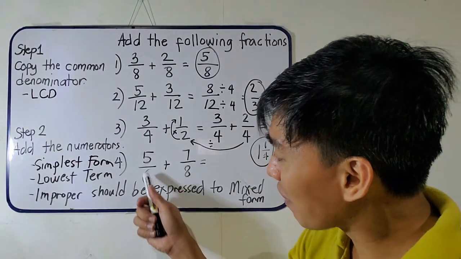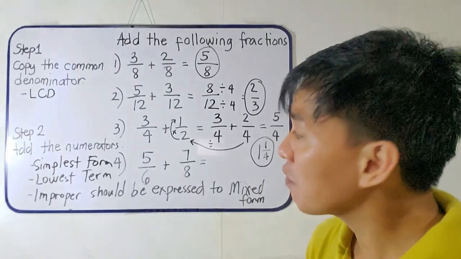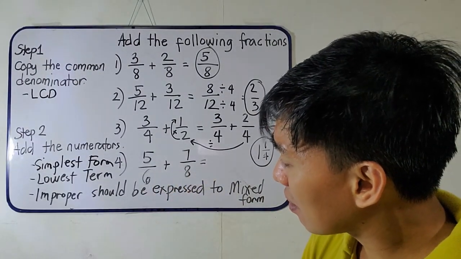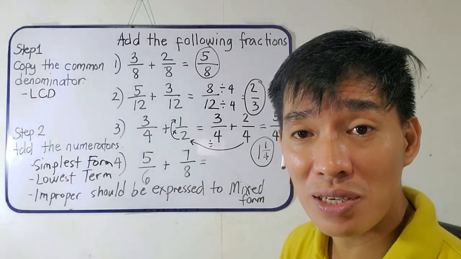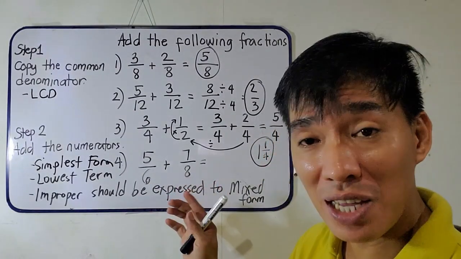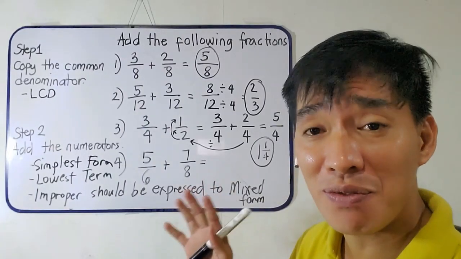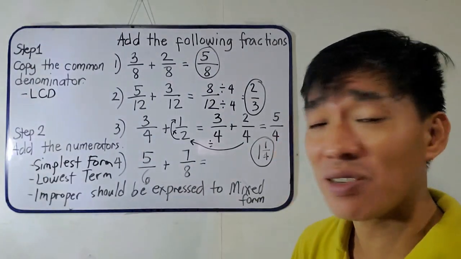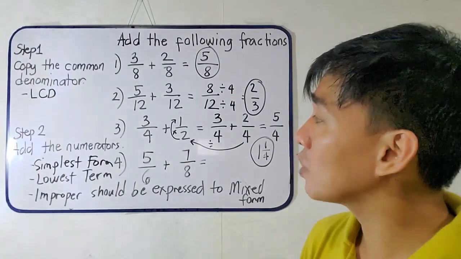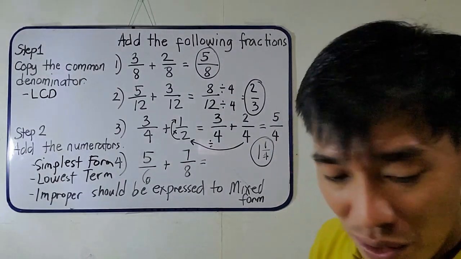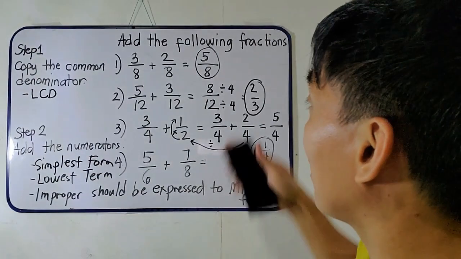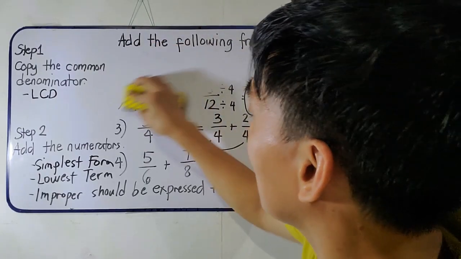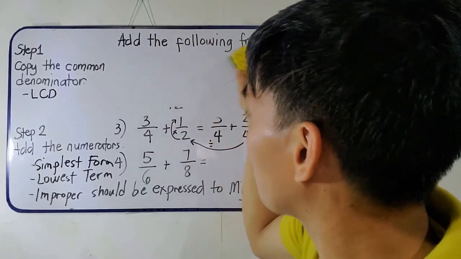Next one is 5/6 plus 7/8. Of course, these fractions are having different denominators. So because they are having different denominators, or they are what we call dissimilar fractions, we could not copy their denominator because their denominators are not common. Okay, so this time, let us look for, wait, allow me to erase some of the answers here. Okay, so that I could give space on how to solve this problem.